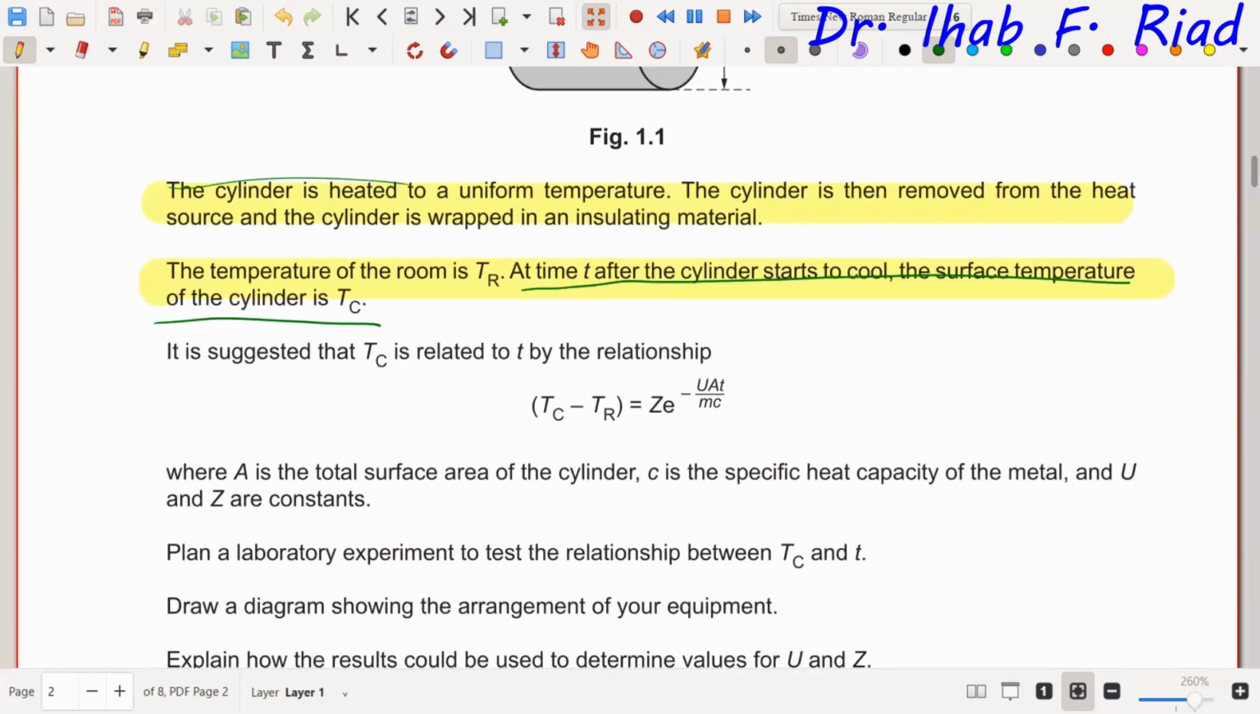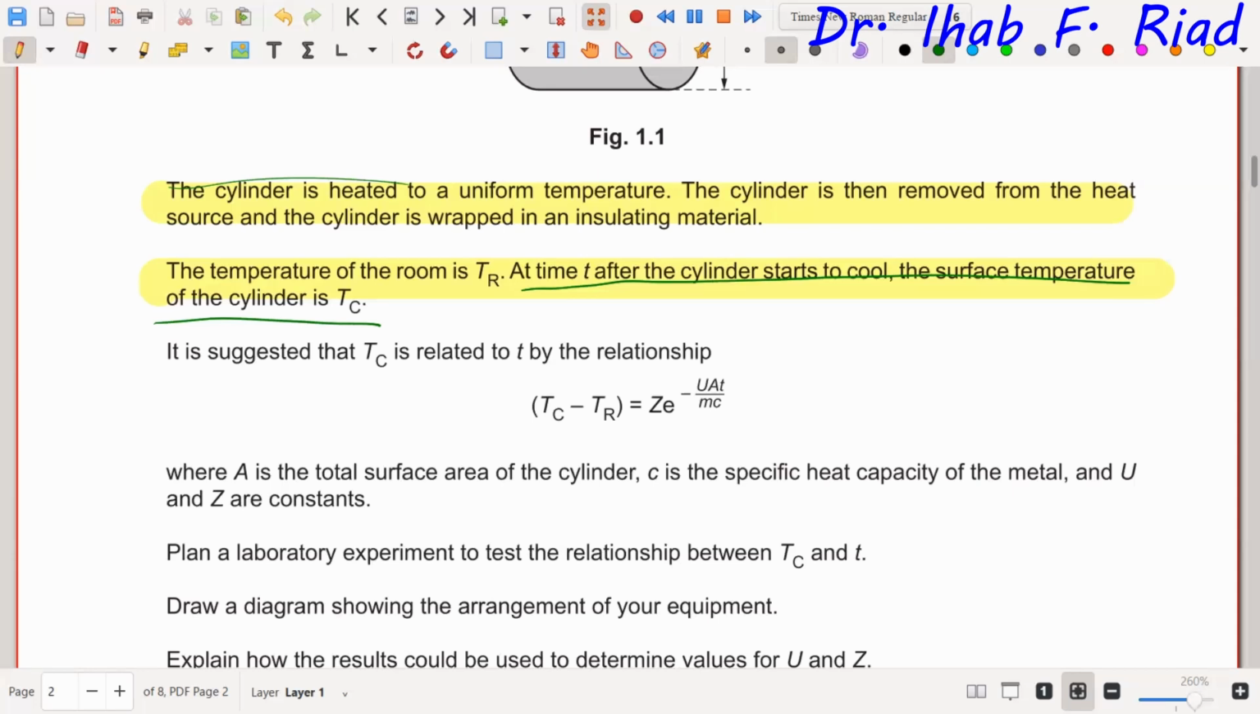Yes. So we heated the cylinder in an oven, right? It reached some temperature. Say it reached 80 degrees centigrade, okay? We took it out of the oven. Wrap an insulating material around it, right? Then what is going to happen to this piece of metal as it sits out? It starts to cool. As time goes on, it starts to cool.